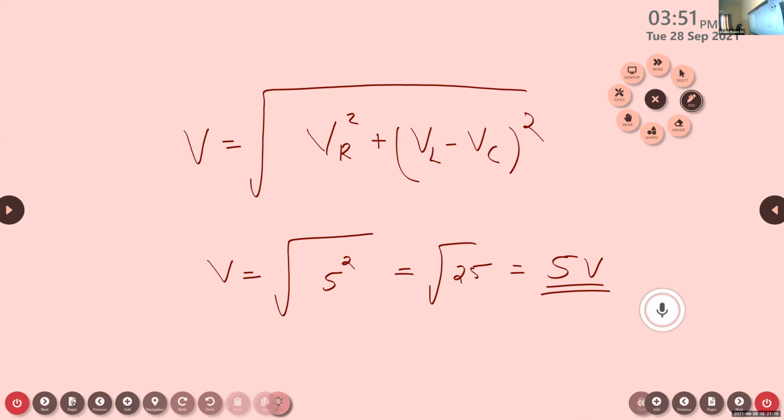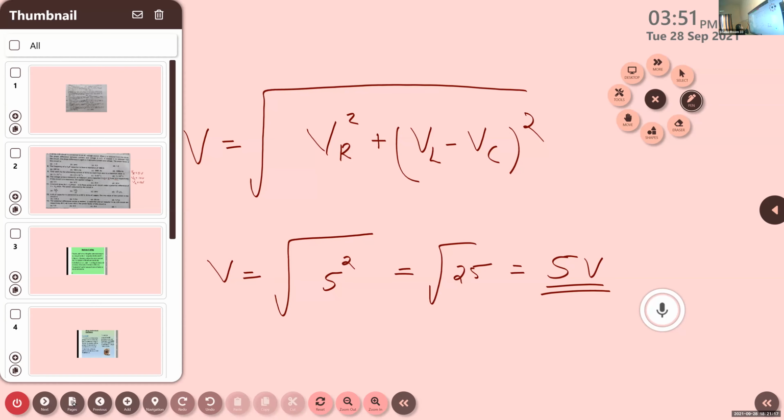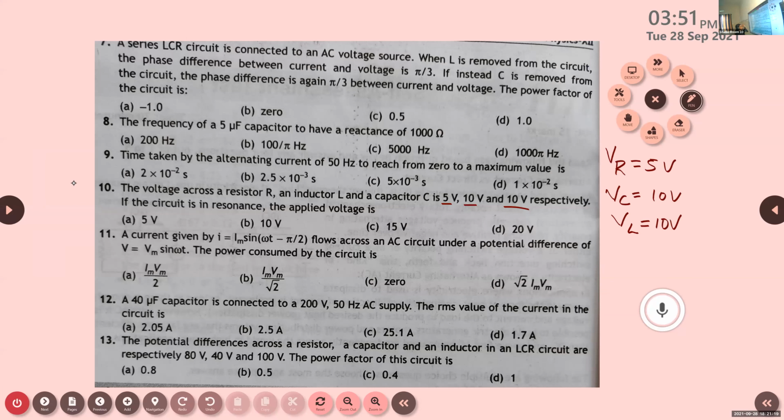Okay. Then the next question. Is there any doubt regarding this? Okay. So the correct option is option A, 5 volt. For the 10th question, the correct answer is 5 volt.